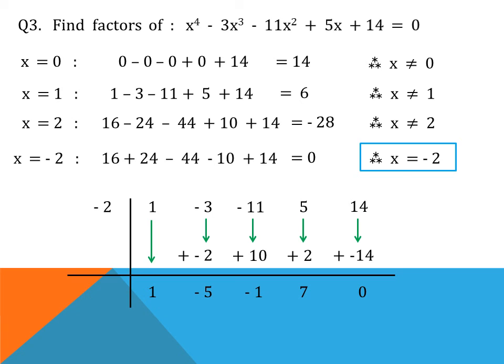Therefore the first factor will be x plus 2, because minus 2 was the divisor, and the other factor will begin with x cube, because our question had x raised to 4 and one of the factors, that is x plus 2, already has x raised to 1 in it. So naturally the next factor will begin with x cube. Again, if we write down the coefficients, our other factor is 1x cube minus 5x square minus 1x plus 7.